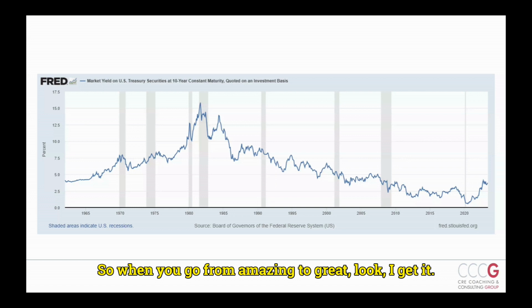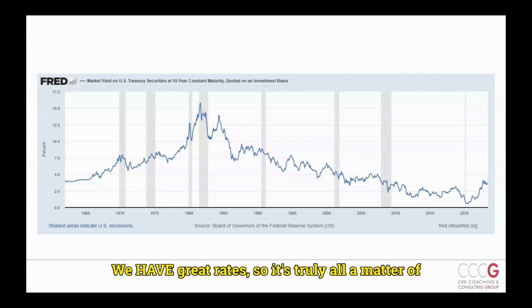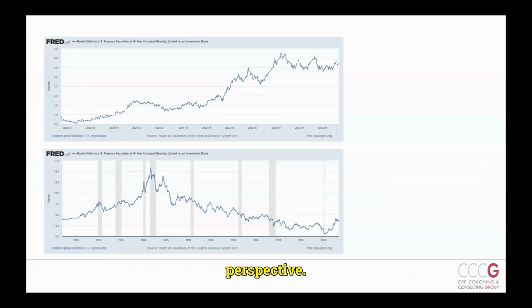So when you go from amazing to great, now look, I get it. We had amazing rates in 2020. We have great rates today. Well, great's not as good as amazing. However, great is still pretty darn good. And that's where we sit today. We have great rates. So it's truly all a matter of perspective.